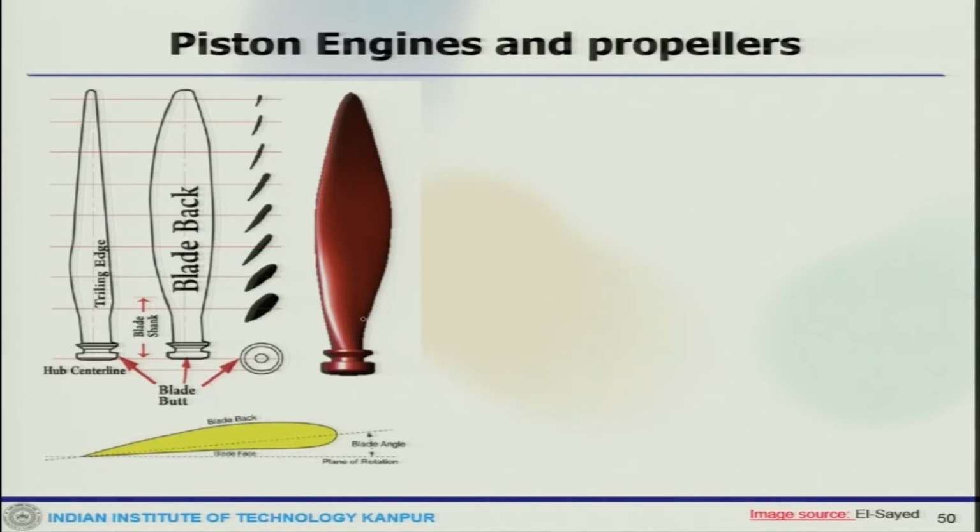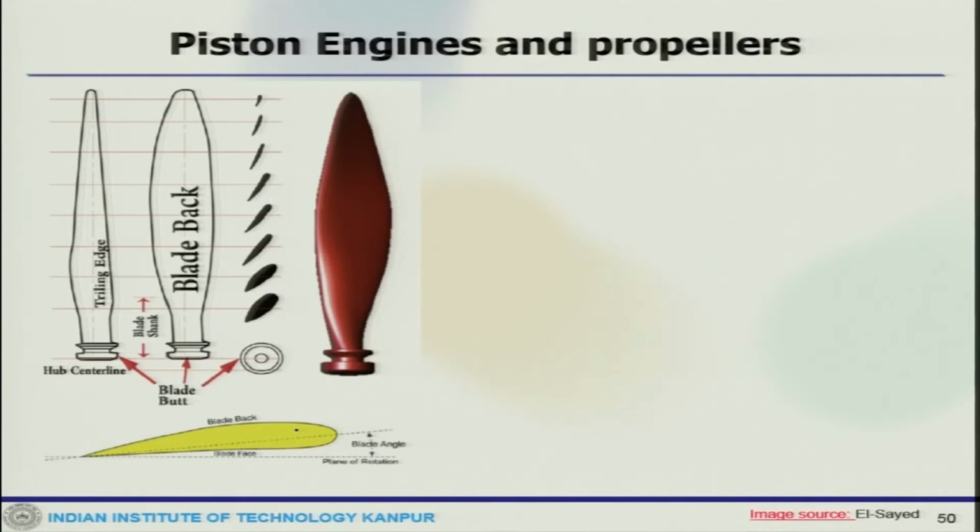So, it is cylindrical where it fits the hub barrel, but the cylindrical portion of the shank contributes little or nothing to thrust. Some propeller blades are also designed so that the airfoil section is carried all along to the hub by means of cutoff. So, these are different kinds of things.